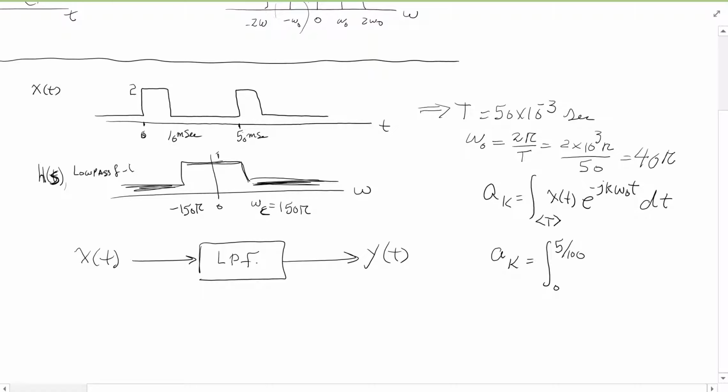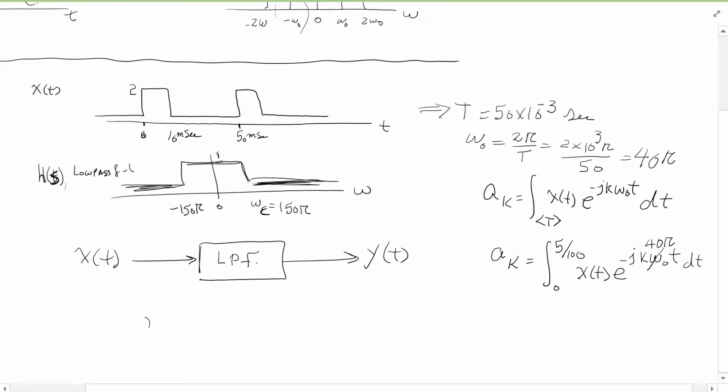And then x of t, I don't know what x of t is because x of t goes up to 2, and at 10 milliseconds drops down, so I have to break this out into two pieces if I'm going to do this. Then e to the minus j k omega 0 t dt. Omega 0 I know because I just calculated it up there, it is 40 pi. So I know that x of t is only non-zero from 0 to 10.